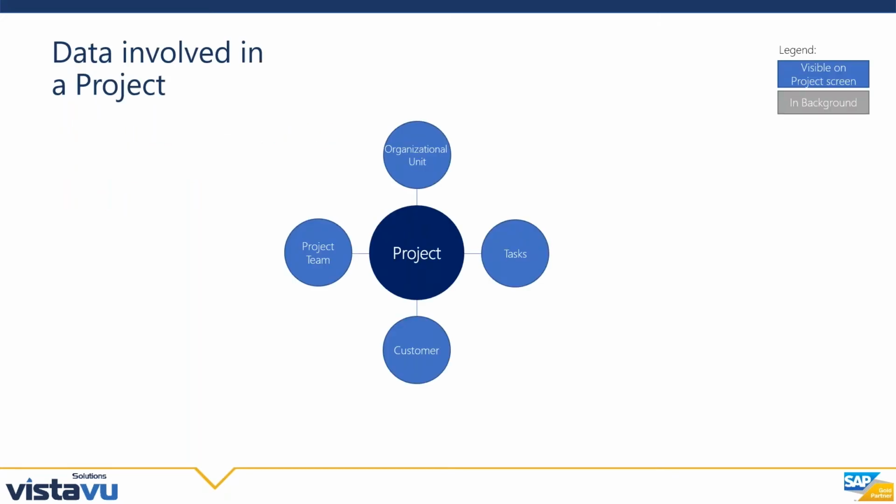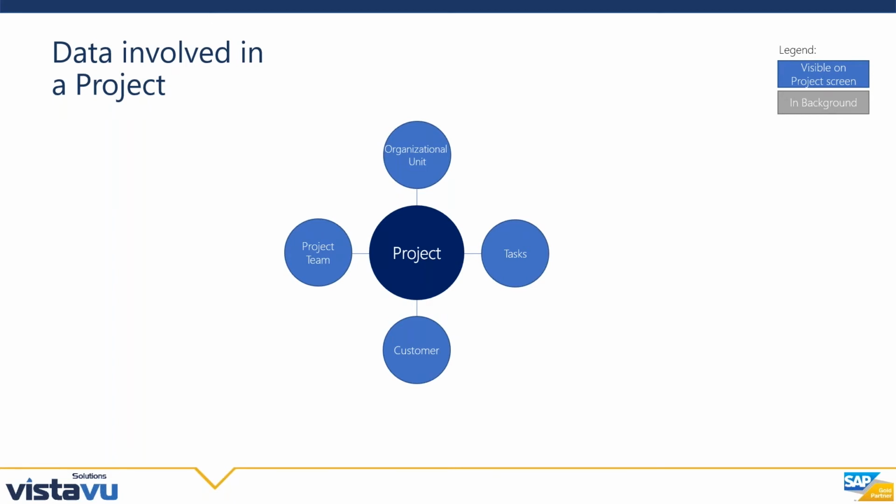So at its core, a project is bringing together an organizational unit, an org unit within your company, where you've got some folks from your company, a project team, that are going to be performing some work. That work can be reflected either as one task for the overall project, or it can be broken down into multiple tasks. This project could be just an internal project, or it could be a project that's being delivered for a customer.